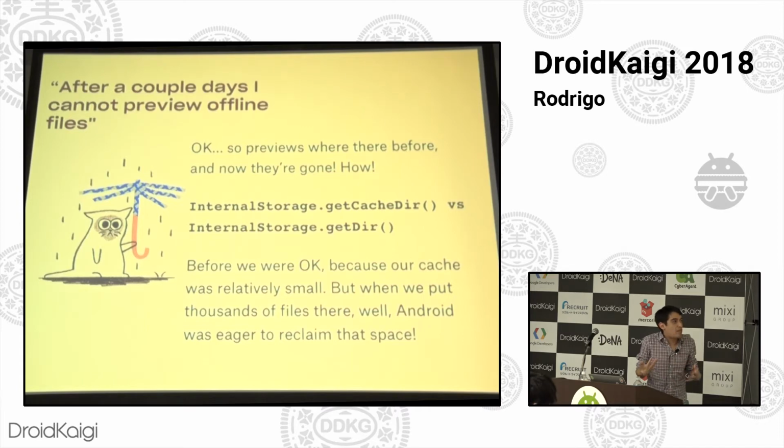So why is this happening now? Before, we were okay because our cache was very, very small. We only had a couple of files. But now when we put all 1,000 files there, Android wasn't happy about that. It was like, okay, wait. You're putting too much into your cache. I'm just going to go ahead and delete it. So that's what was happening.